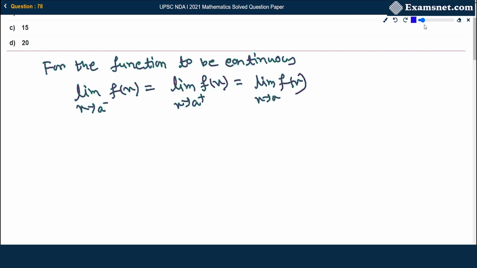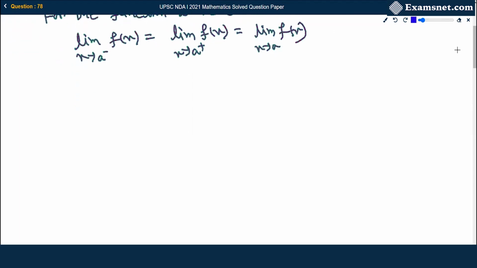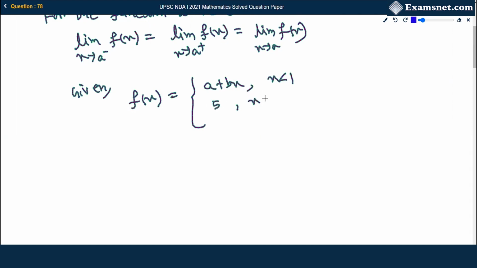Okay, now let's move to the given sum. Here it is given that f of x equals a plus bx when x is less than 1, it equals 5 when x equals 1, and b minus ax when x is greater than 1. So it's given that f of 1 equals 5, right?